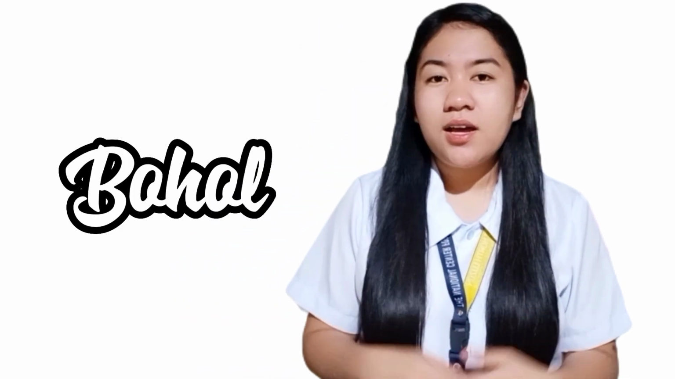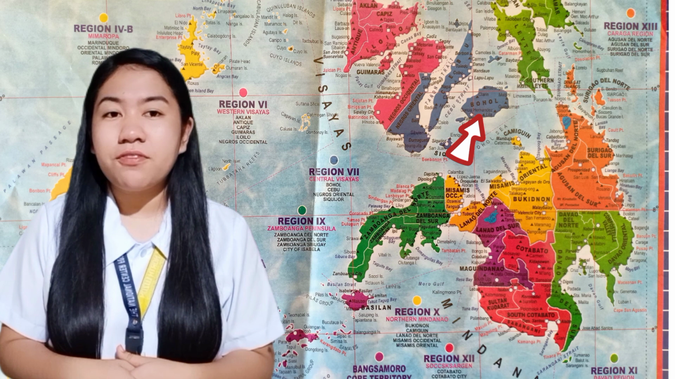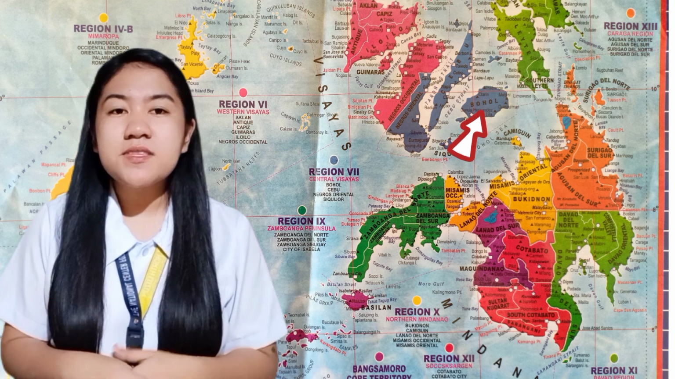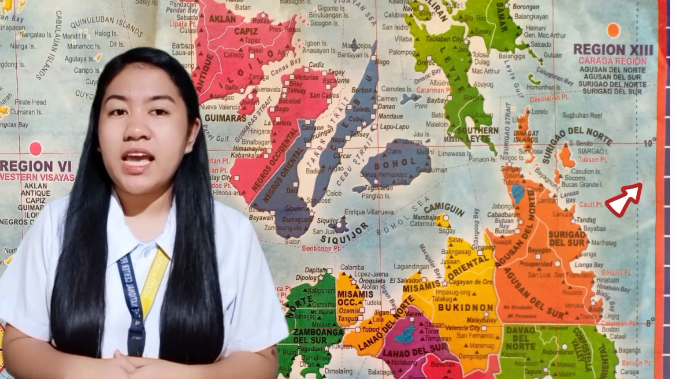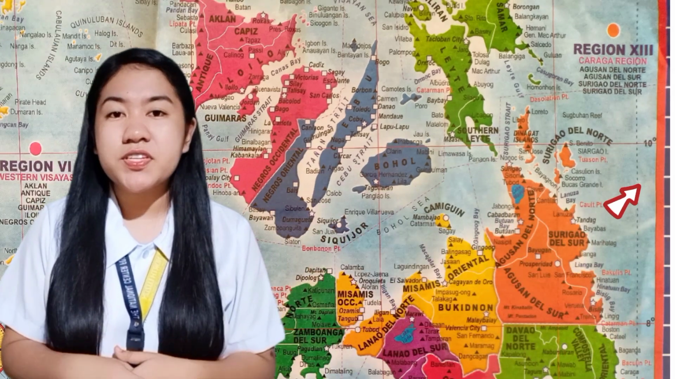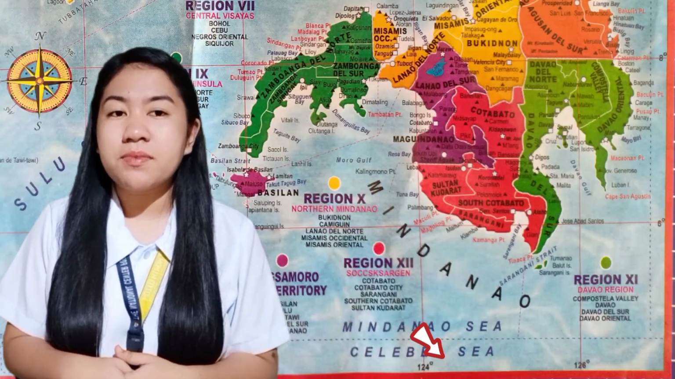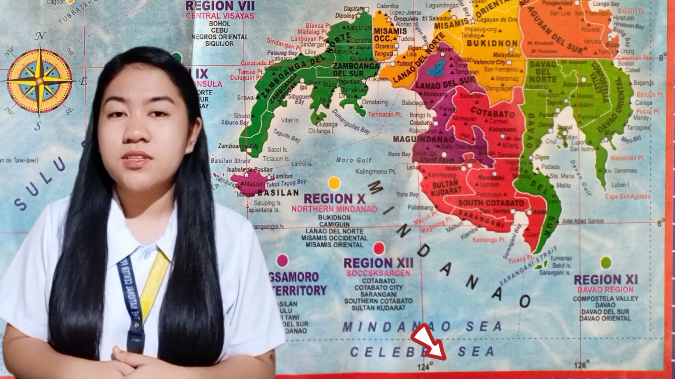Now, Bohol. Bohol is an island province of the Philippines located in the central Visayas region. The capital is Tagbilaran City. Its absolute location is 9.8500 degrees north, which is the latitude, and 124.1435 degrees east, which is the longitude.